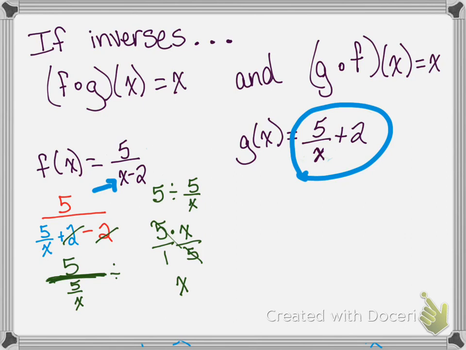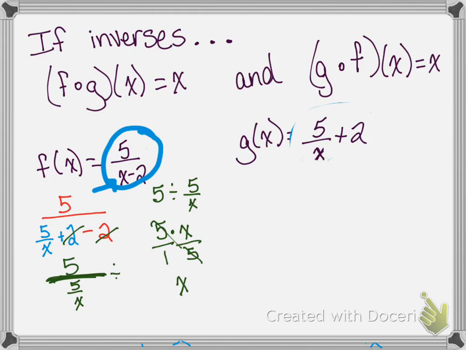Now, we are going to do the same thing, but in the opposite direction. So I am going to take this and plug it in for that x. I'm going to start with 5 over x minus 2.